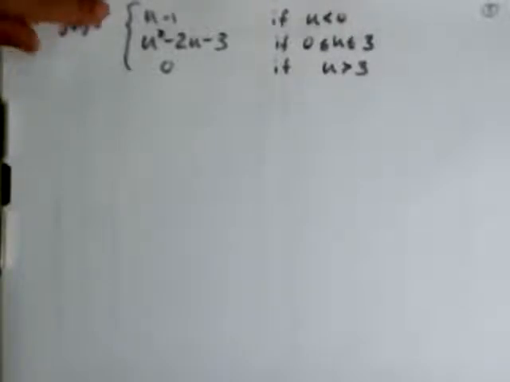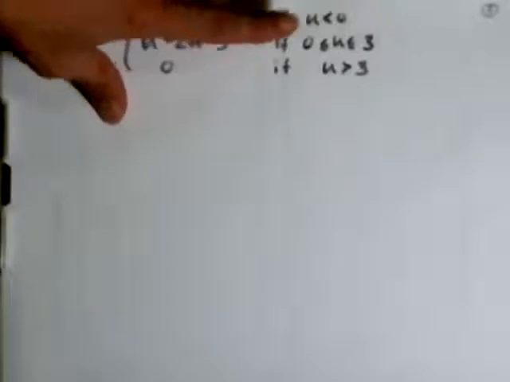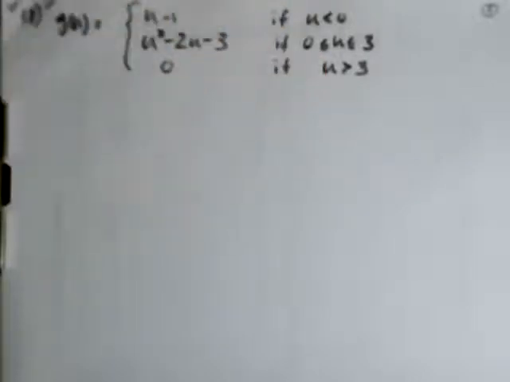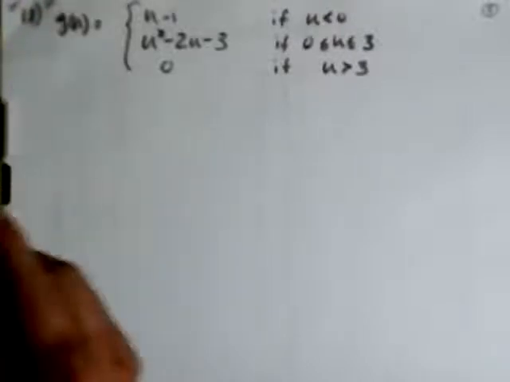The g of u function is equal to u minus 1 if u is less than 0, u squared minus 2u minus 3 if u is between 0 and 3, and 0 if u is greater than 3. These are called piecewise functions.